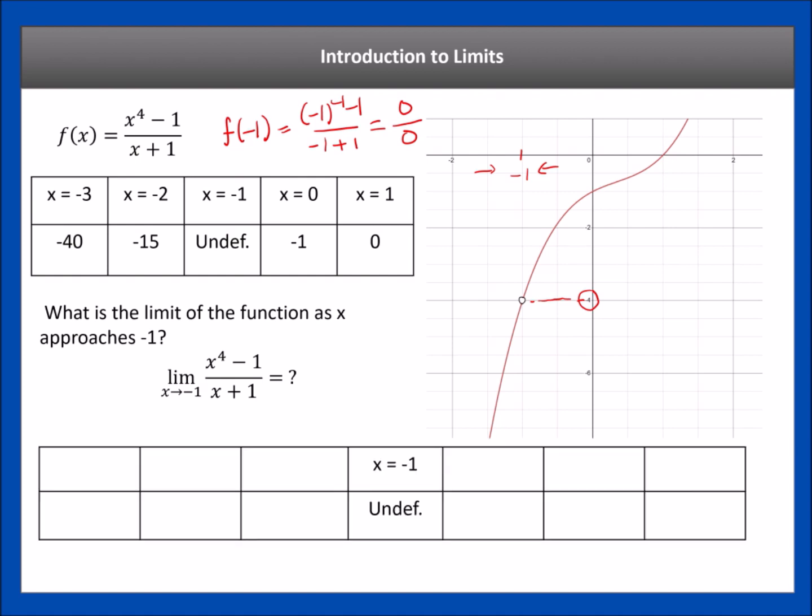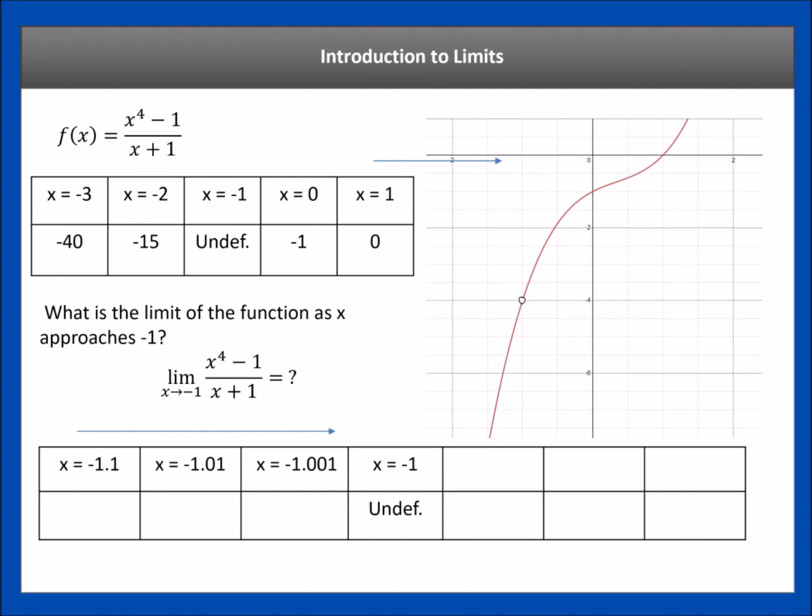But let's take a look at it if I make a table. We know that x equals -1 is undefined, and we're going to try to pick some values of x that are very, very close to -1. We're going to approach -1 from the left side first. So let's pick some values there: -1.1, -1.01, -1.001. We want to get as close to -1 as possible approaching from the left, but not actually get there, right?